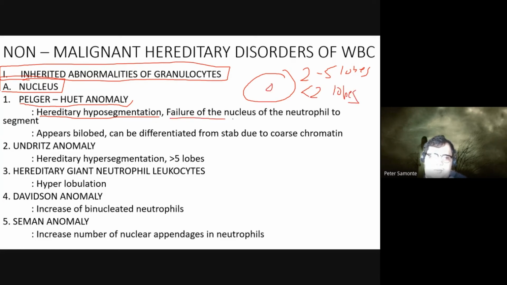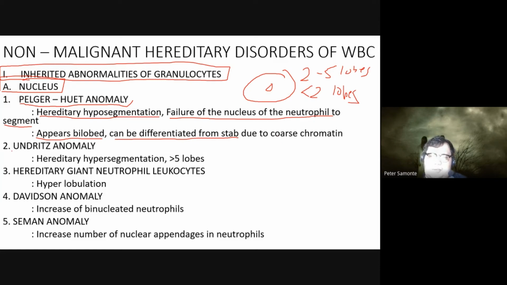Now, there is the failure of the nucleus of the neutrophil to segment. So that is the reason, class, why there is hyposegmentation. The nucleus wasn't able to segment properly. They would appear bilobed, can be differentiated from stab due to its coarse chromatin.